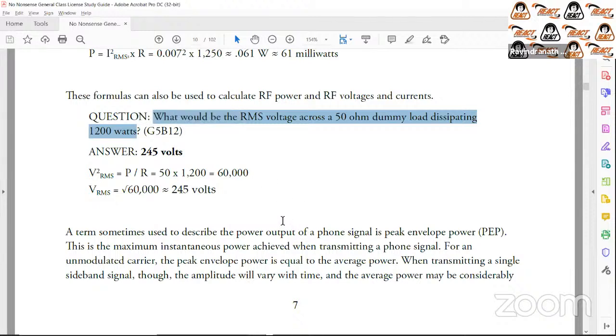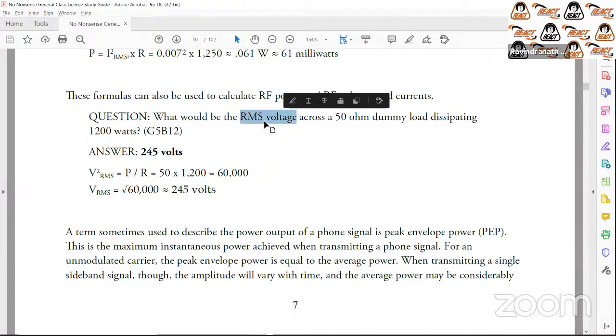What would be the RMS voltage across a 50 ohm dummy load dissipating 1200 watts? Well, look how they're trying to tie us up. Look at all the extra information that they give us. They're talking about dummy load and so on. But let's see, what are they asking us? They are basically asking us for the RMS voltage. So we have to use a formula that has the RMS voltage in it. What else did they give us? They tell us it's 50 ohms.